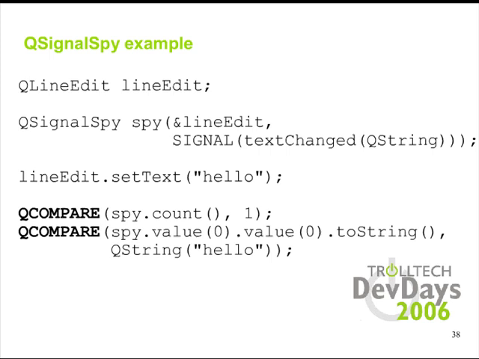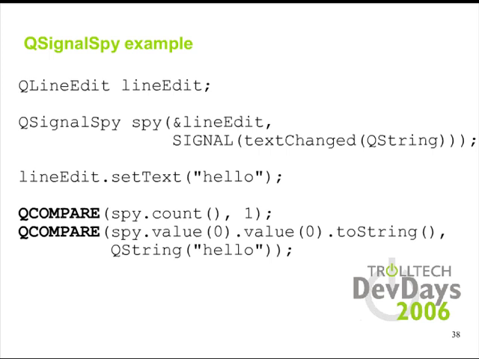An example, we have a line edit. You create a signal spy, give it a pointer to that line edit. So this must be a pointer to any QObject subclass, and say signal textChanged with a QString argument. So in the back, it will fake a slot called slotTextChanged, which takes a string, and automatically connect to it. We set text to hello, and now we check that our spy.count is 1, because we want one signal and only one signal. It would be a bug if you set the text and suddenly you would get 100 signals. And we check that the spy.value is 0, so the first emission of this signal, its first argument to string is actually the string hello, which is set here.